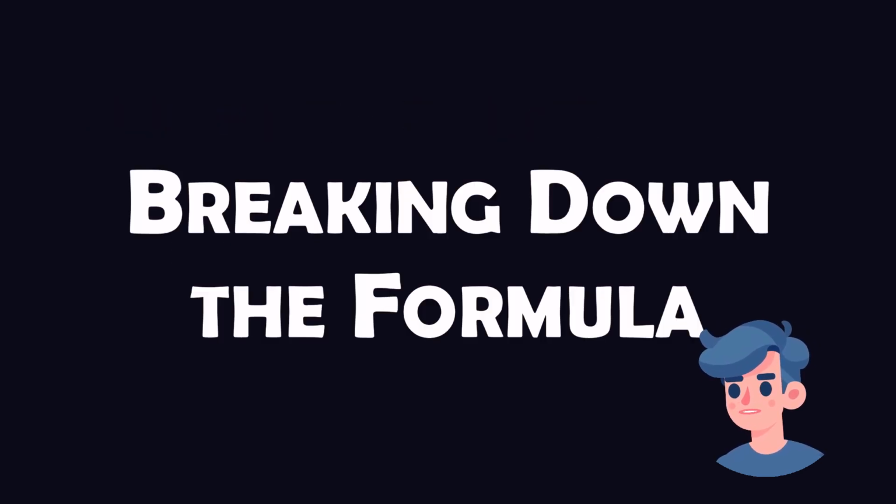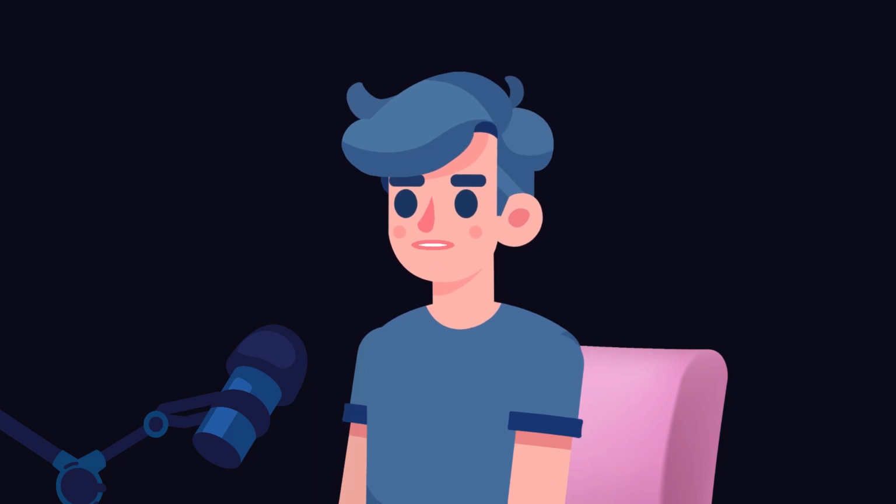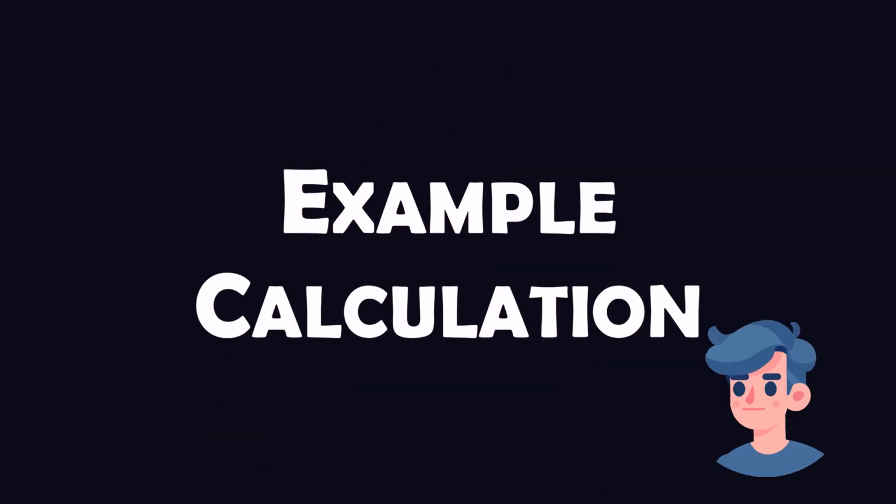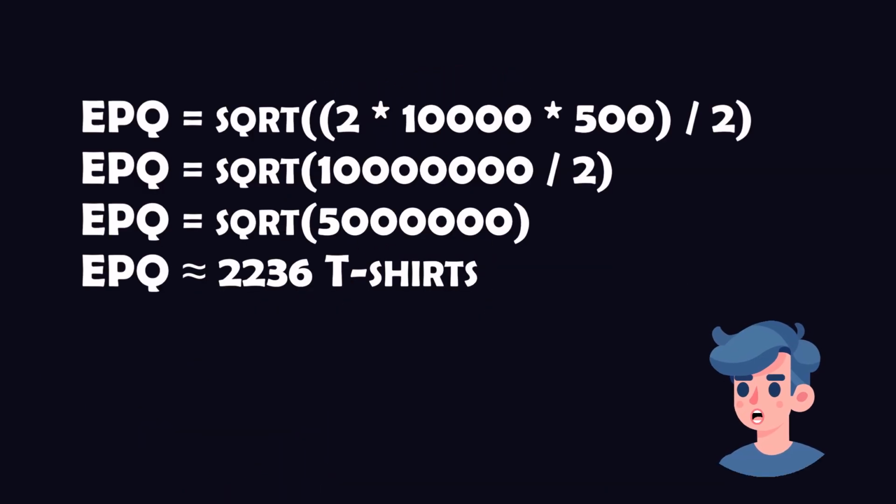In this formula, EPQ equals the square root of 2 times the annual demand times the setup cost per order, divided by the annual holding cost per unit. Let's take an example. Assume our t-shirt factory has an annual demand, D, of 10,000 t-shirts. Setup cost, S, per batch is $500. An annual holding cost, H, per t-shirt is $2.